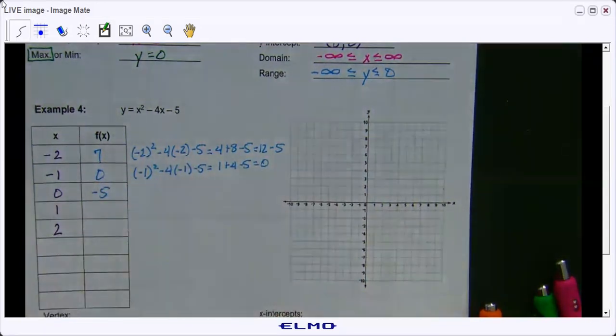Okay, when you plug 0 in, there's not a whole lot of work that needs to be done because you know that this is 0, this is 0, you're left with a -5. Okay.